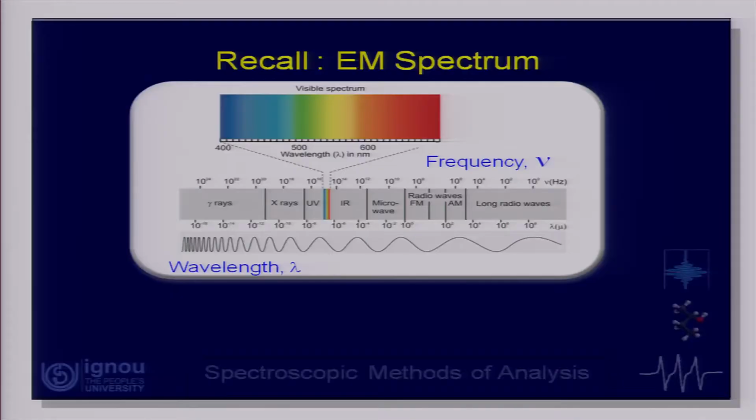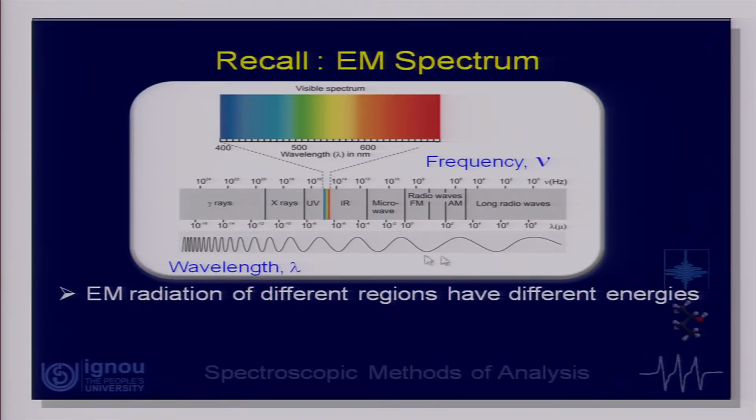Okay. Now, before we continue further, let us briefly recall our EM spectrum that we discussed in the previous session. We recall that the electromagnetic spectrum basically refers to the spread of different kinds of electromagnetic radiation. EM radiation of different regions has different energies. For long radio waves the energy is very small, and then we come down to microwave, where energy is slightly larger, IR is still more, then visible, and UV has still higher energy. Energy is increasing in this particular direction.